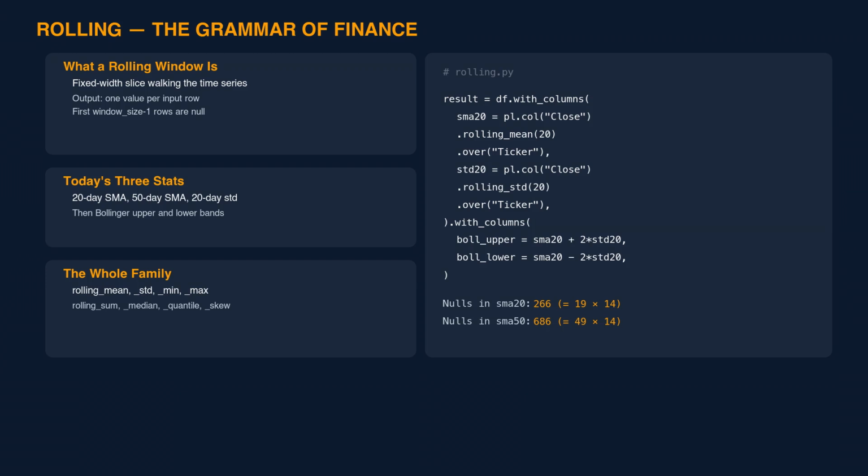Today, 3 rolling expressions, then 2 derived columns. 14 tickers, 1 pass over the data. We're computing rolling means, rolling standard deviations, and Bollinger bands per ticker in 1 expression each.